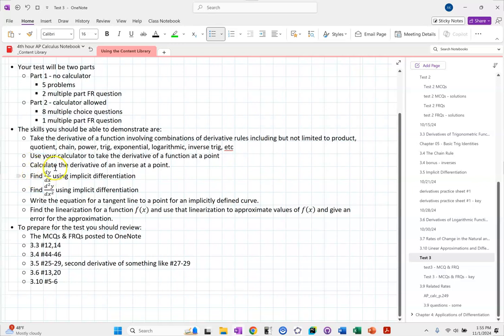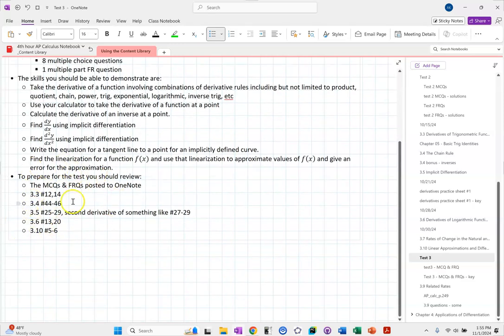You should be able to find the derivative using implicit differentiation. Find the second derivative using implicit differentiation. Ooh, scary. Sometimes it is. Write the equation for a tangent line to a point for an implicitly defined curve. Find the linearization for a function and then use that linearization to approximate values of f and give an error for the approximation. And then, things you should look at that would have been models for problems that I looked at when I wrote the test.